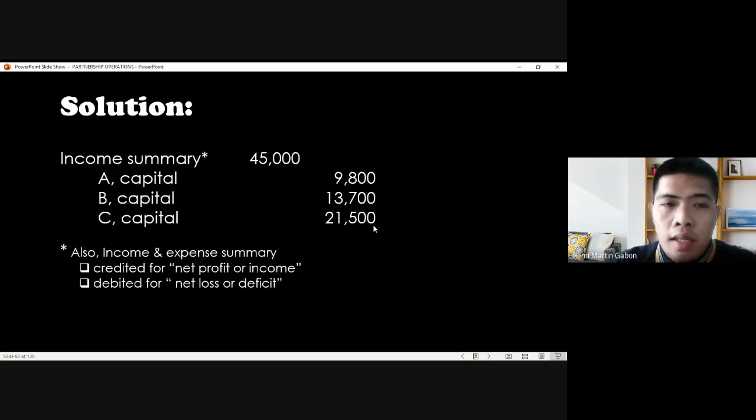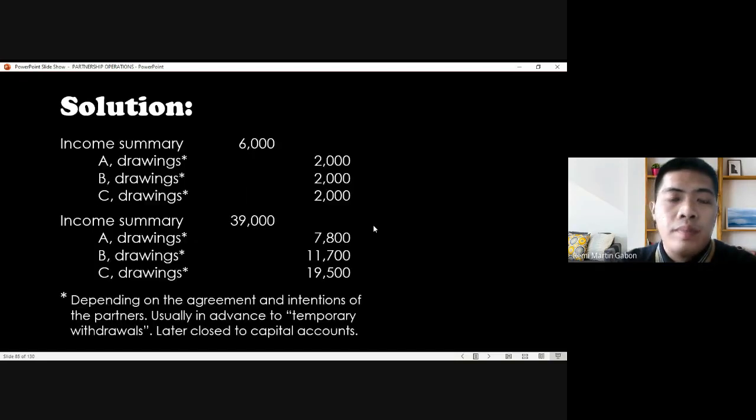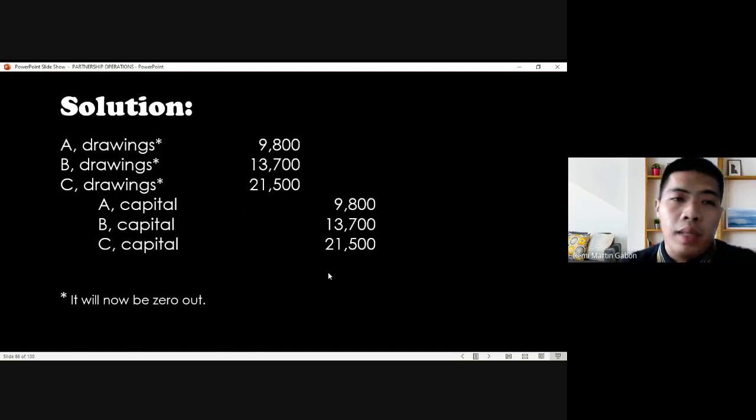So yan yung journal entry, pwedeng credit sa capital account agad or debit muna sa drawings account. Since we have specific distributions ng profit na meron muna sa salaries, then meron sa excess, you can have different journal entries for the distribution. So the first entry is the distribution of salaries, and the second entry is the distribution of the excess. Okay, depending on the agreement. Then later on, you can have it close to the capital account.